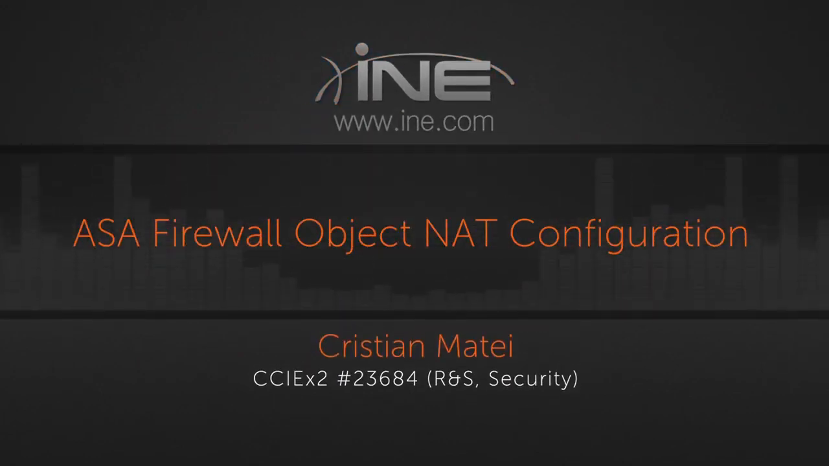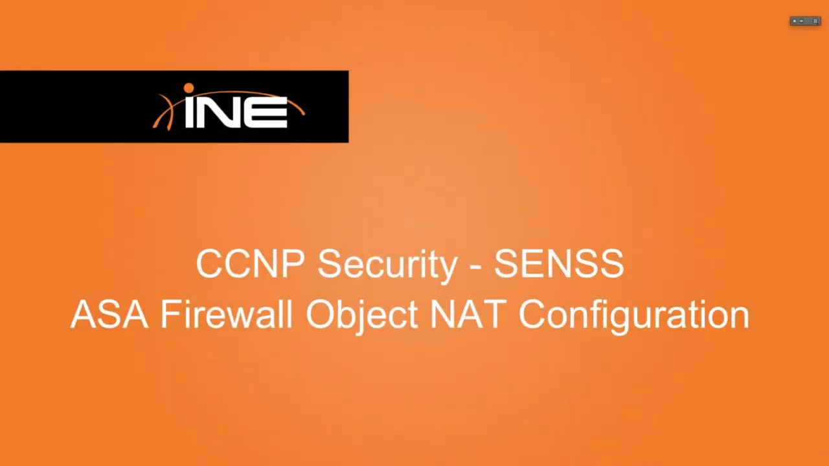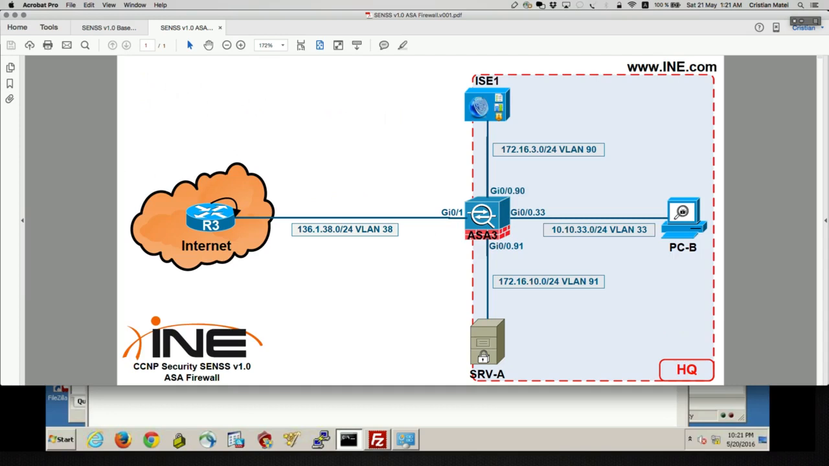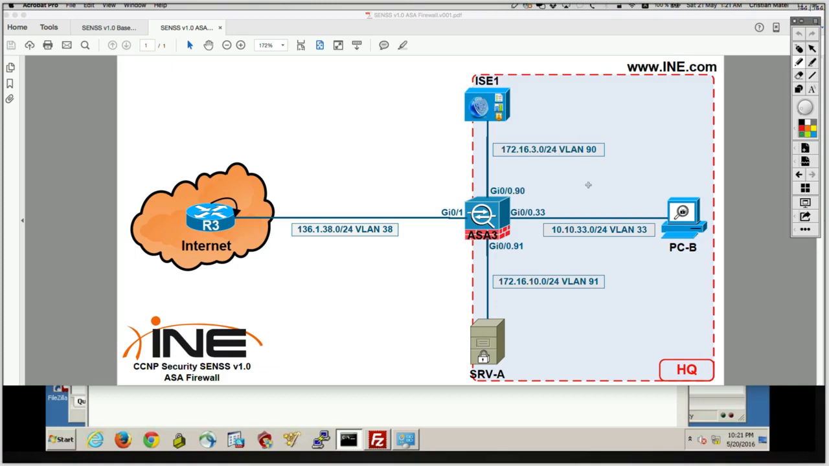Okay, next we're going to go to the configuration of object NAT on the ASA. So let's do the following. Let's configure the following: traffic flowing inside outside, so in this direction, traffic flowing inside outside, with a source of VLAN 33.